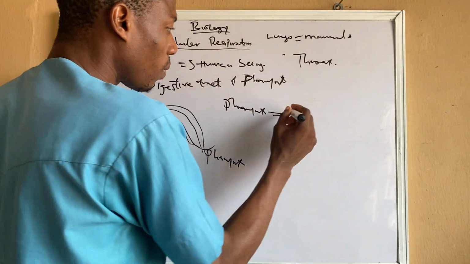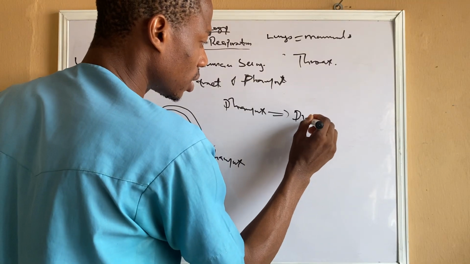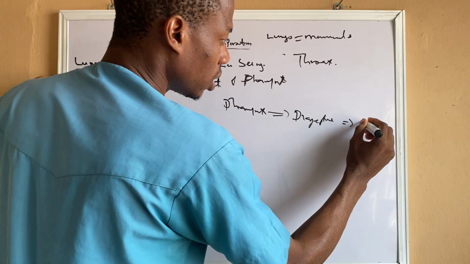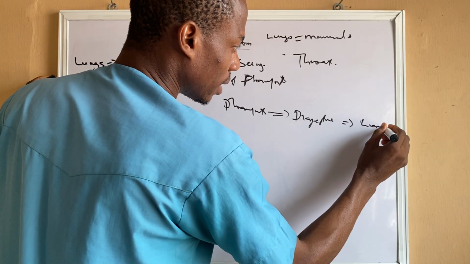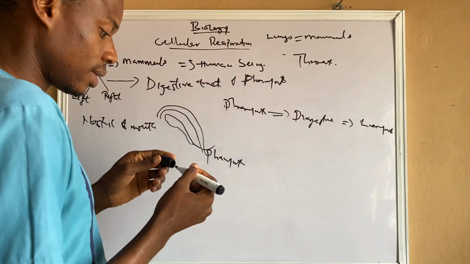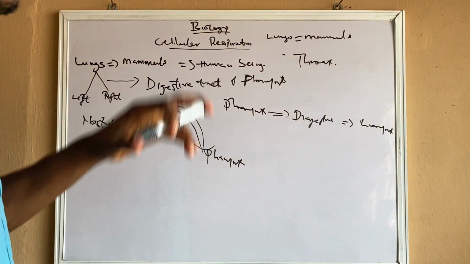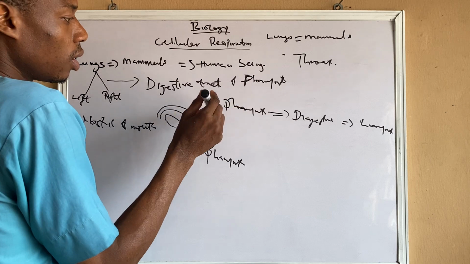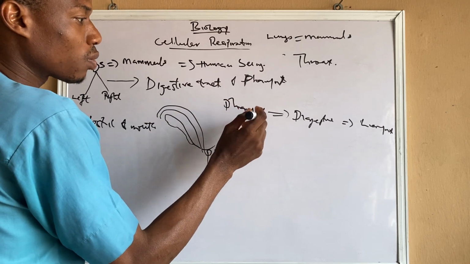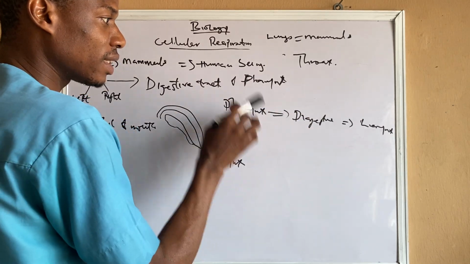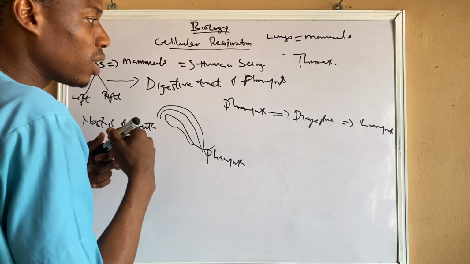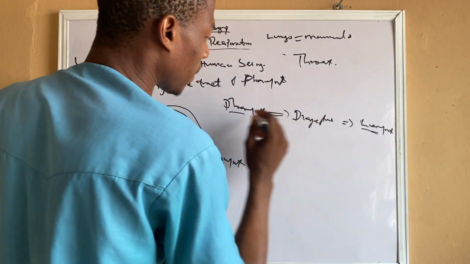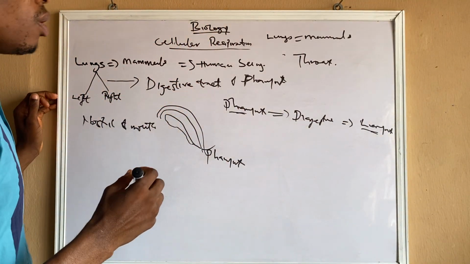Now, one comes back to what? To the digestive system. And the other one now goes into the larynx. Yes. Right? Remember that larynx and pharynx are not the same thing, because each is a passage. Both are passages. Good.